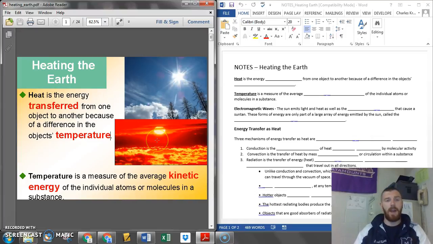Okay, temperature is a measure of the average kinetic energy of the individual atoms or molecules in a substance. We also call this heat energy. One of the misconceptions that we find throughout high school students and most people for that matter is they associate heat with things being hot, and that's not always the case. Heat is a type of energy. So even things that are cold have heat energy. So don't always associate things that are hot with being heat and things that are cold with having no heat, because it all revolves around heat energy. It's just that things that are hotter have more heat energy than things that are colder.